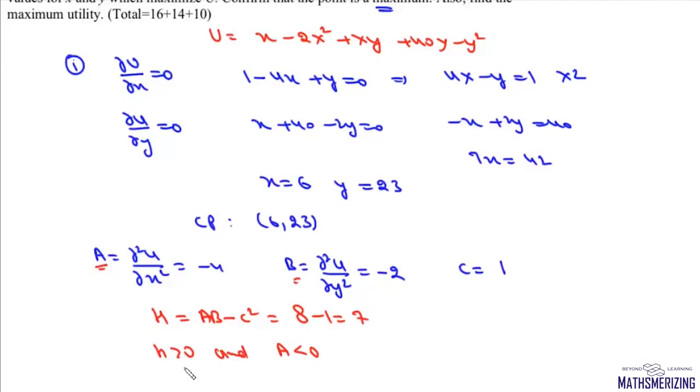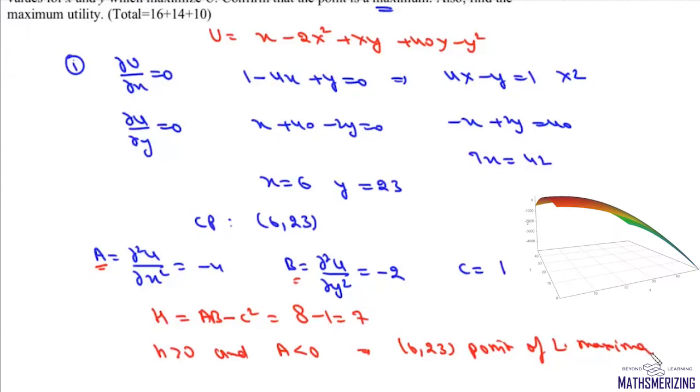Now when h is greater than 0 and a is less than 0, it simply means this point (6, 23) is a point of local maxima. Now we need to find its maximum utility. It simply means we have to find the maximum value of u, which we'll get when the value of x is 6 and the value of y is 23.